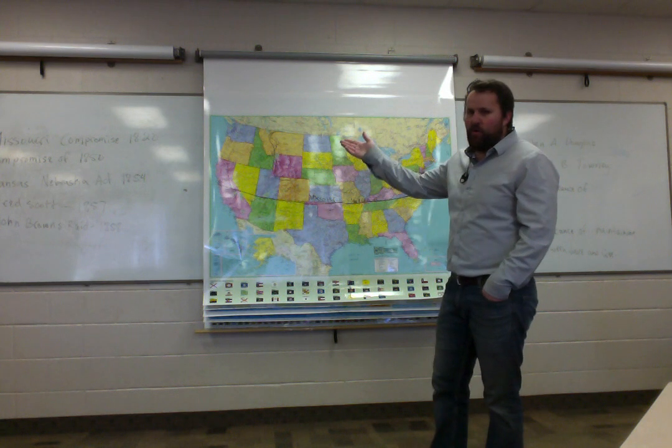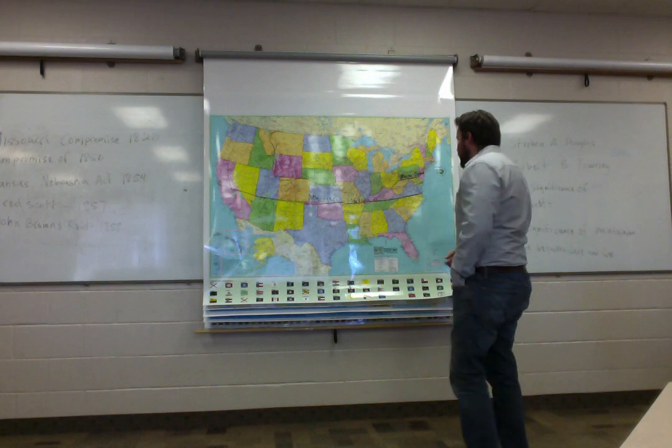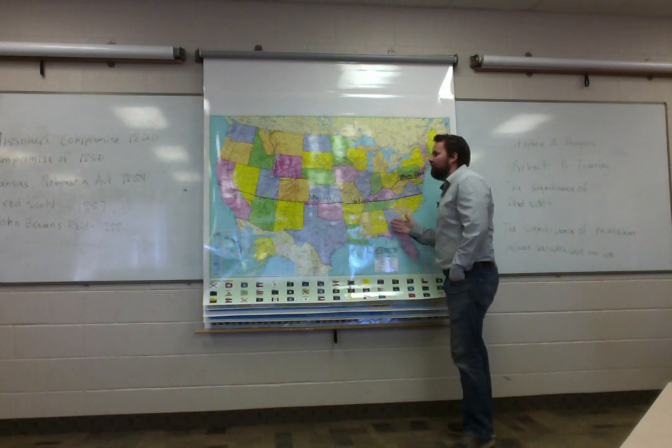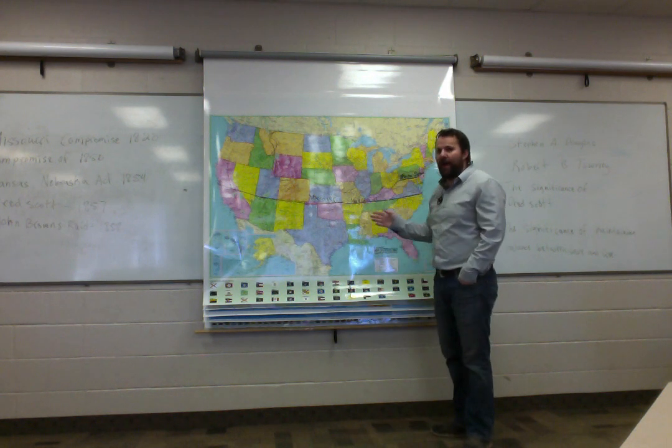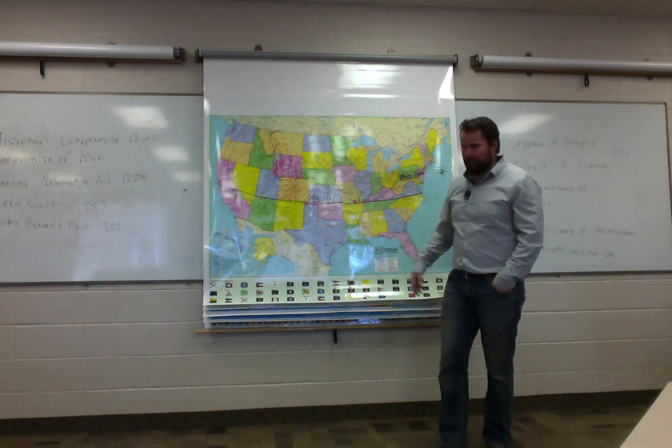a slave could be in Oregon Territory. If it was found out that he was a slave to somebody who owned him in Georgia, that slave could be legally apprehended and brought back to his master in Georgia.